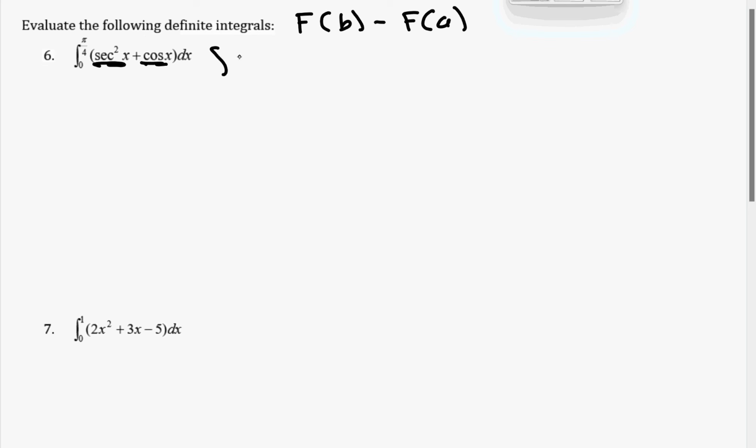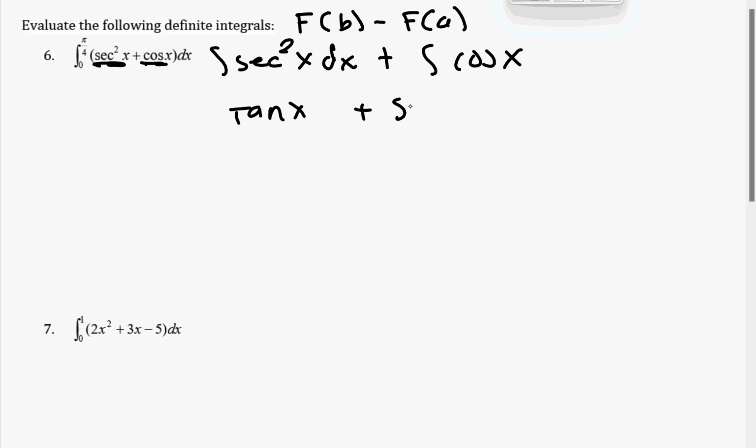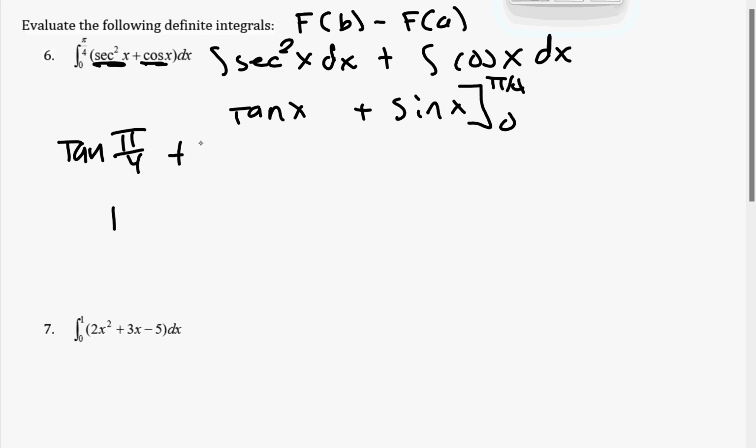So I can just take the integral of secant squared x, which I know would be tan x, and then plus the integral of cosine of x, which I know to be sine of x, right? So then I can just apply and put 0 to pi fourths. So then I can plug in pi fourths, so tan of pi fourths, which is 1, plus sine of pi fourths, which I know is root 2 over 2.